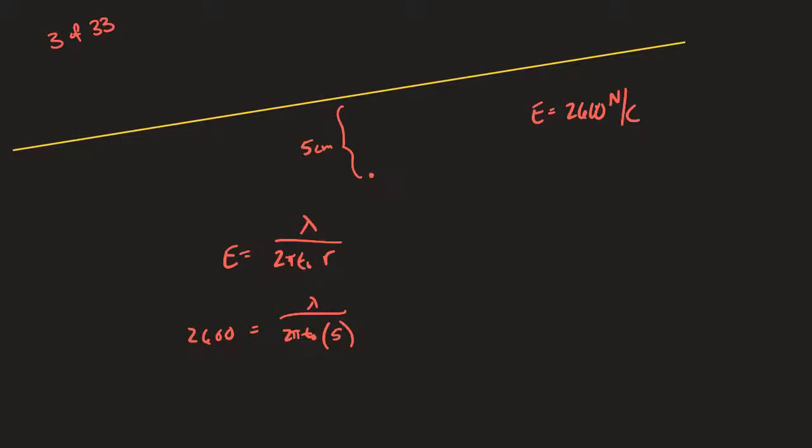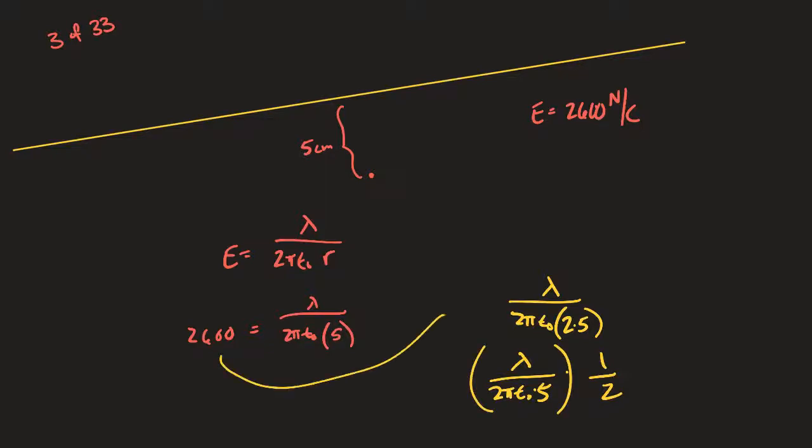Twice as big. So our new situation is going to be lambda over 2 pi epsilon naught times 2 times 5. I'm writing it like this on purpose because if I factor out the 5, I get lambda over 2 pi epsilon naught times 5 times 1 over 2. All of this is 2600. So my answer's got to be half of it, 1300.